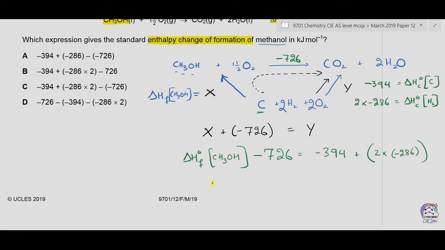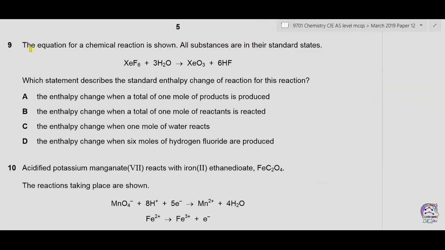Rearranging this equation, we have enthalpy change of formation of methanol equal to negative 394 plus 2 into minus 286 plus 726. So from the given options we can see that C corresponds to the same calculation. So answer is C.